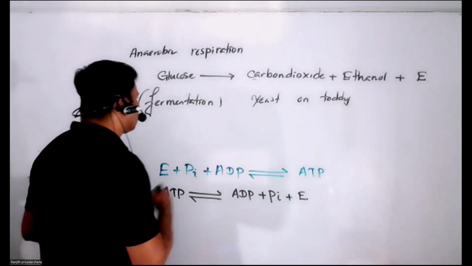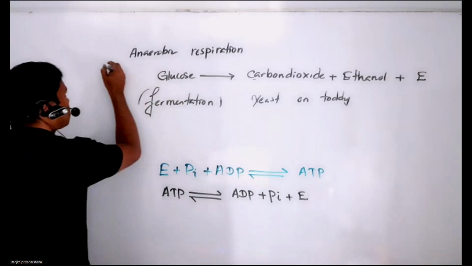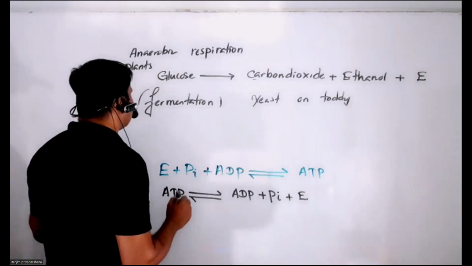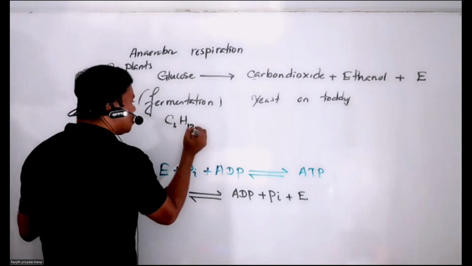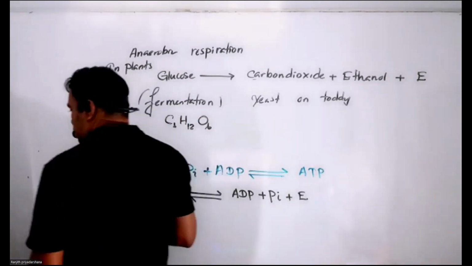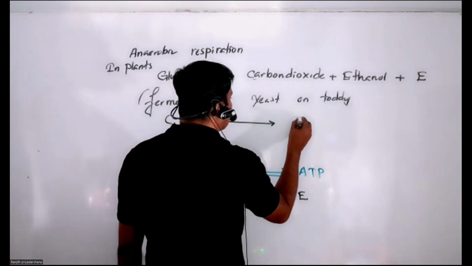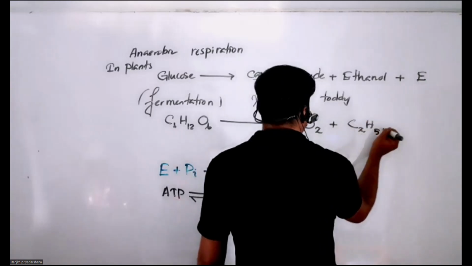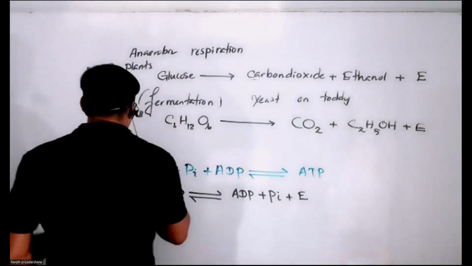Okay, you can write that glucose. That happens in plants, right? In plants, this happens, not in animals. In plants, this happens. Glucose, C6H12O6, gives CO2, ethanol, C2H5OH, plus energy. Okay, make a note.